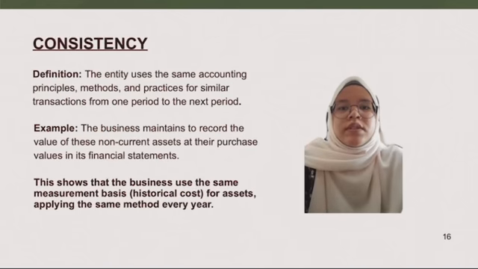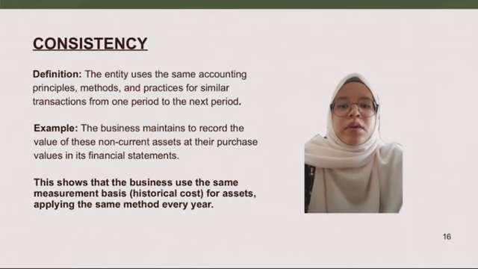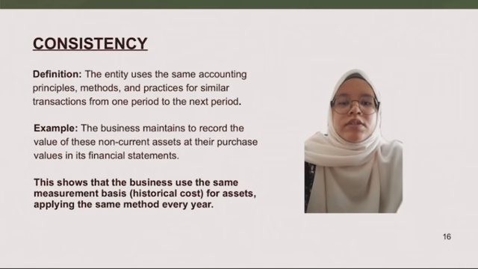Consistency. The definition is that the entity uses the same accounting principles, methods, and practices for similar transactions from one period to the next period. The example is the business maintains to record the value of this non-current asset at their purchase value in its financial statement. This shows that the business used the same measurement basis for assets, applying the same method every year.